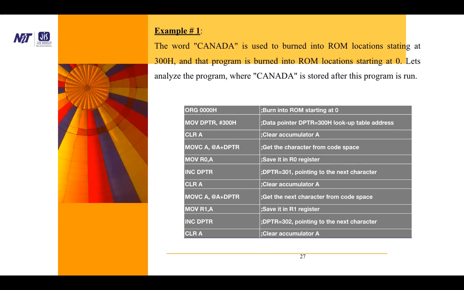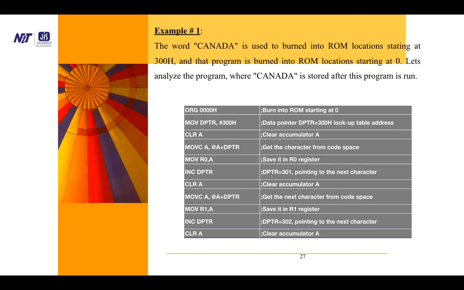CLR A clears accumulator A. MOVC A, @A+DPTR gets the next character from code space. MOV R1, A saves the accumulator content to register R1. INC DPTR increments by 1, so the location moves from 301 to 302, pointing to the next character.